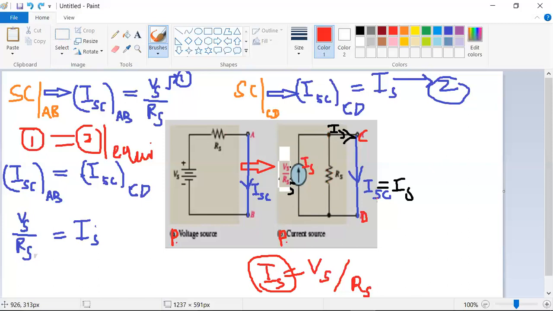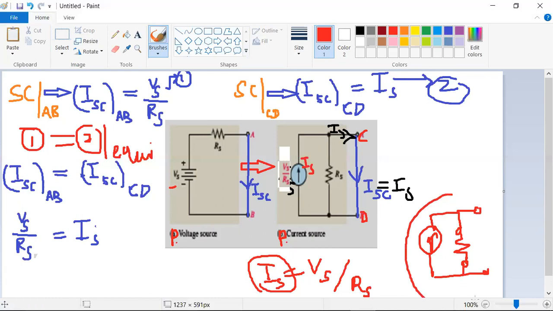For finding IS, it is VS by RS. Already you know VS. As you know, the practical current source is nothing but this circuit. Already you know the ideal current source is this, and the resistance across it is always infinity. When a resistance is connected across this ideal current source, it is nothing but a practical current source.